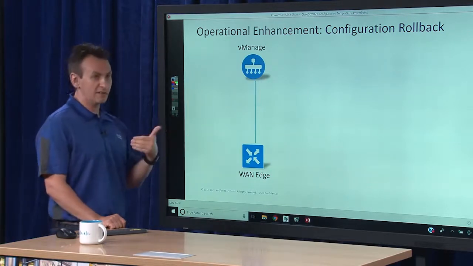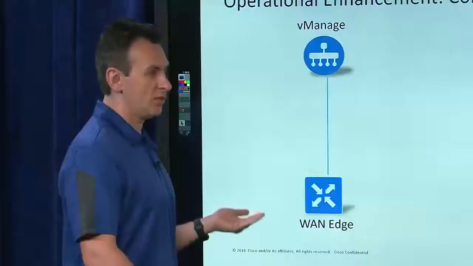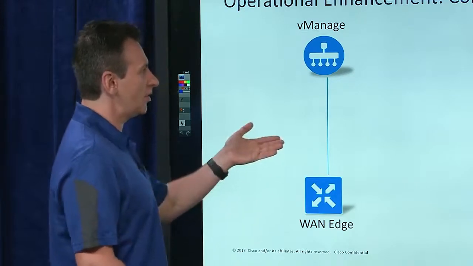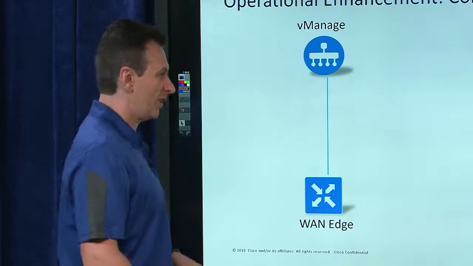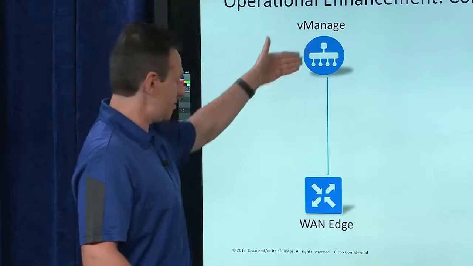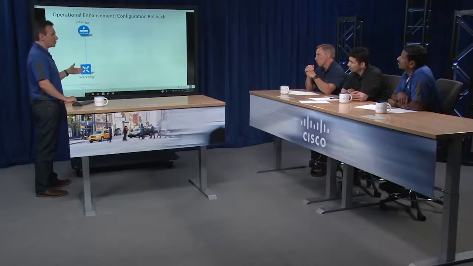What happens if I, as an administrator, was the one who caused this to happen? Does the system have a recovery mechanism? And that's what we're talking about, and we call this a configuration rollback, right? So the logic behind that is very simple. You have vManage and a WAN edge device. That is where it's important. The same thing would apply to vSmart as well, and the vManage itself.